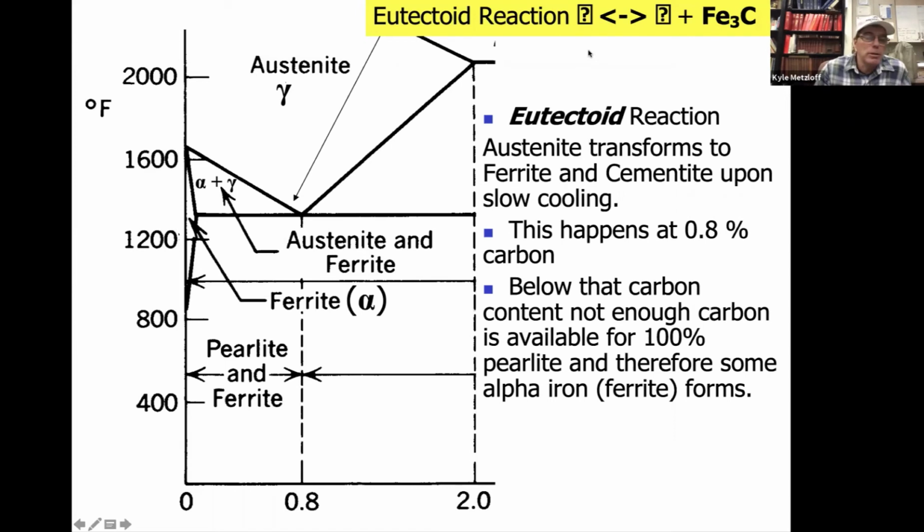Maybe you can take some notes on this slide that the eutectoid reaction is austenite, and this is the eutectoid. See that little point right there? I said it's kind of an important point. This little thing right here.